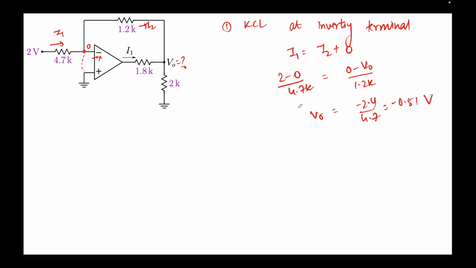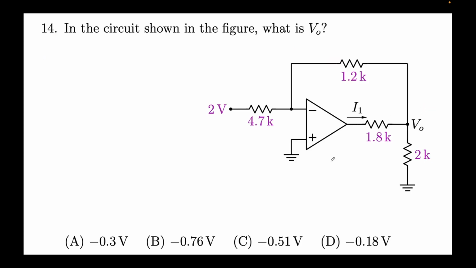The negative sign again denotes that these are out of phase, which makes sense because the input is being fed to the inverting terminal. So the output will be the opposite sign of the input signal. So we obtained V output is minus 0.51 volts, which happens to be option C. I think this is the simplest problem that we solved today.